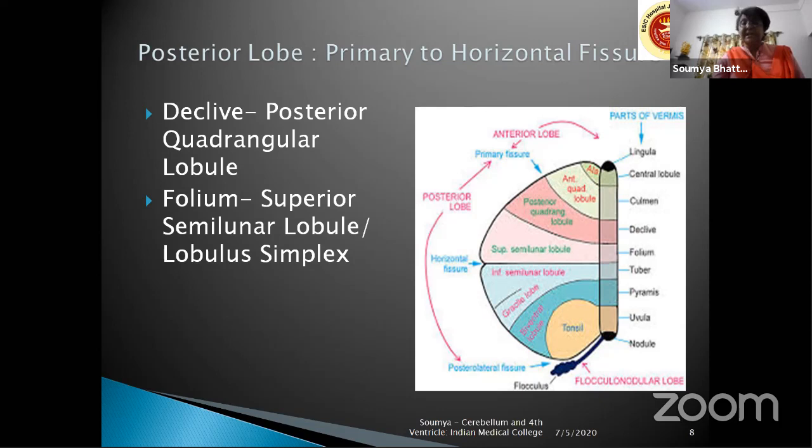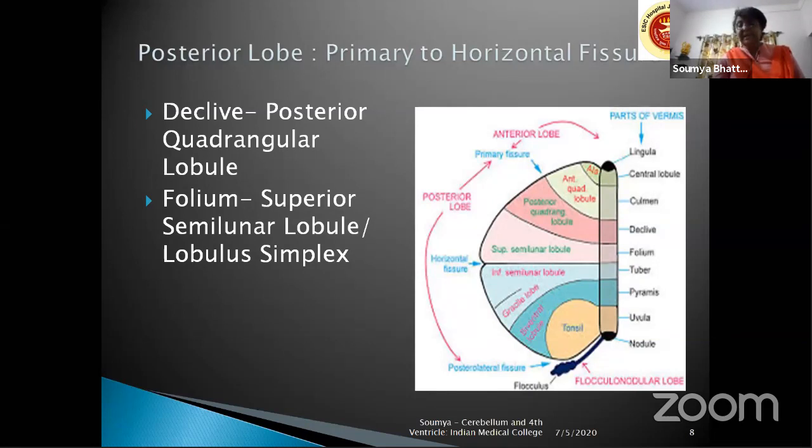Going to the posterior lobe. Our posterior lobe is posterior to the primary fissure. Now I will describe it in 2 slides, because we first see the posterior lobe from the fissura prima to the horizontal fissure. So what do we get here? We get the declive. The declive is a part on the vermis, and on the hemisphere we get the posterior quadrangular lobule. Then is the folium. It is the superior semilunar lobule on the cerebellar hemisphere.